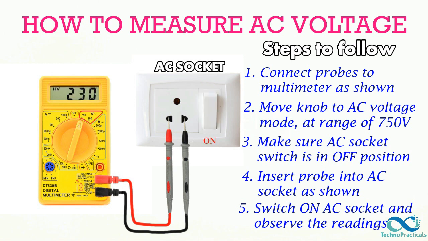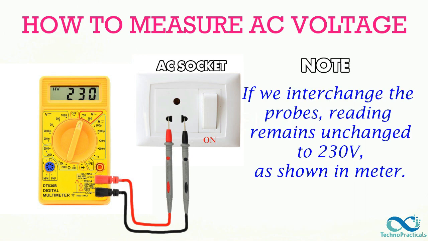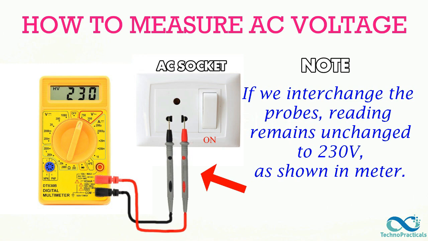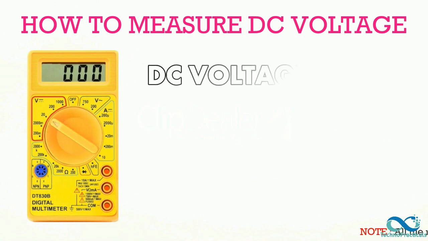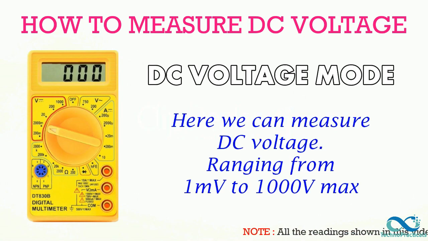Here you can observe 230 volts on multimeter because this is an ideal reading as taken into consideration. If we switch the probes for the AC socket, then also the readings remain same in the multimeter as you can observe. Now let's move on to DC voltage mode of this multimeter.